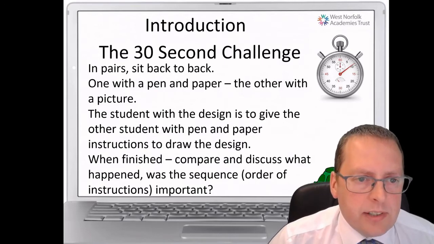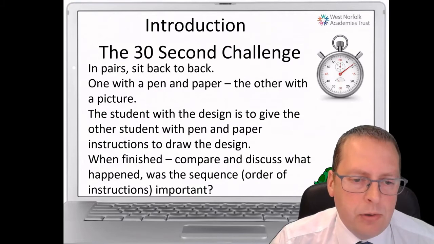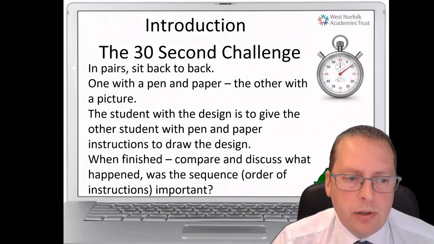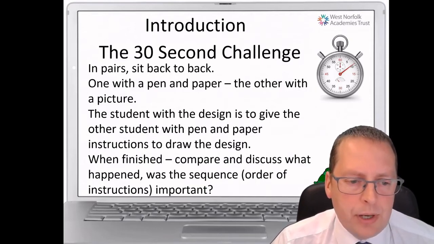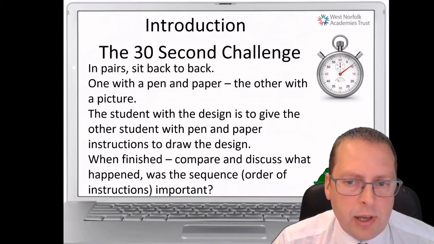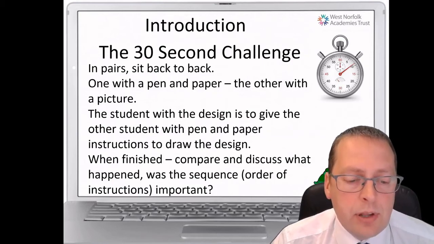So you can try this for a 30-second challenge with a partner, with a pen and paper. One person has a picture and the other person has to draw that picture. So you can't see what the picture is. One person has to describe that picture in words, and the other person has to be able to draw that picture, and hopefully after 30 seconds the instructions that you've given are clear enough that the person can replicate your picture without seeing your picture to be exactly as you have described it.